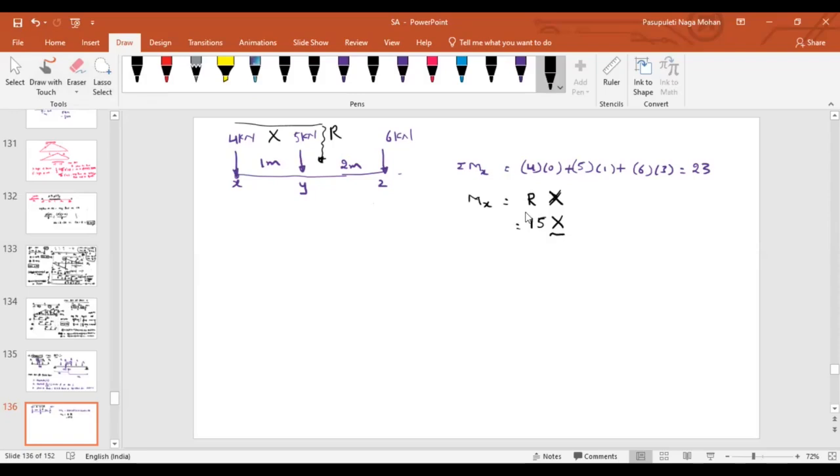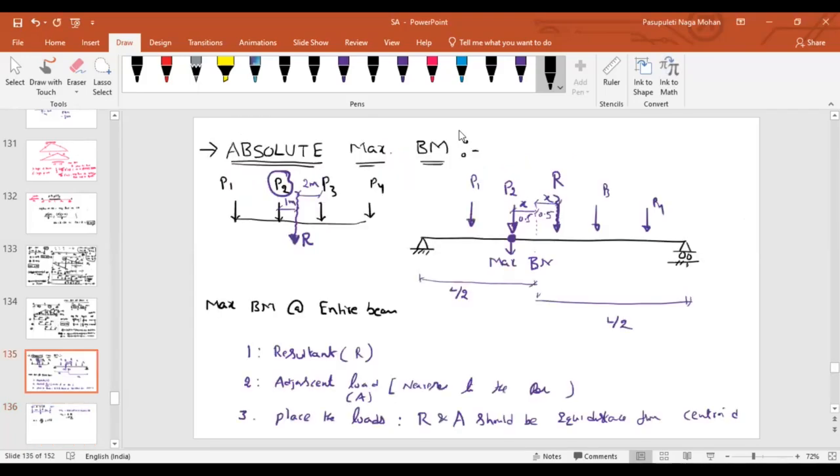Now, what is the unknown value? X. So how can I find it? X will be equal to the total moment, 23, divided by 15. How much are you getting? 1.53. Yes, Vishnu.